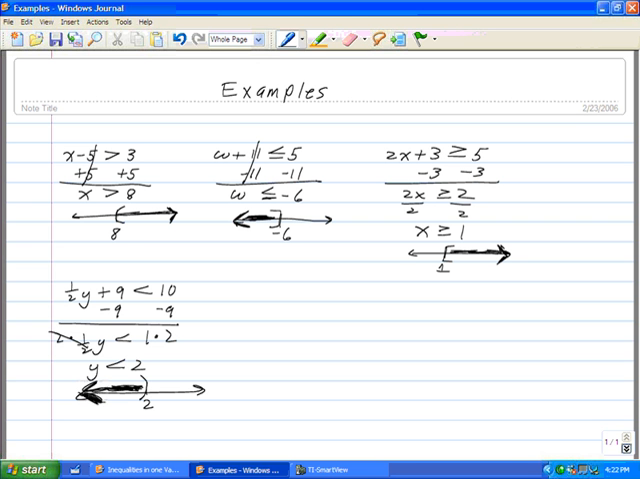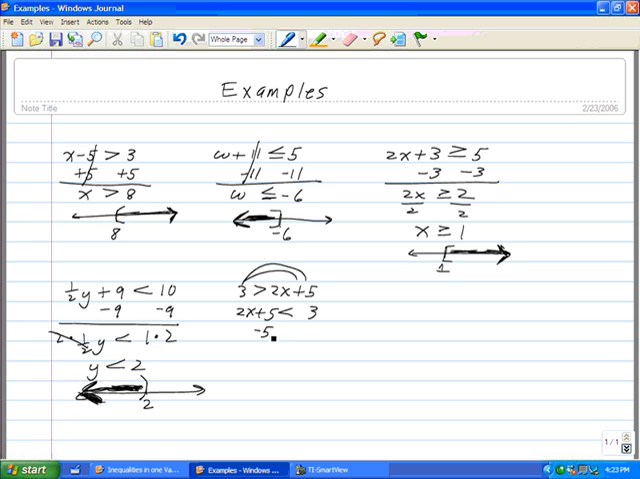Only thing that might be a little bit different is if you had a statement like 3 is greater than 2x plus 5, and you decided to put the 2x plus 5 on the left-hand side, and move the 3 to the right-hand side. In other words, just exchanging left-hand side and right-hand side.